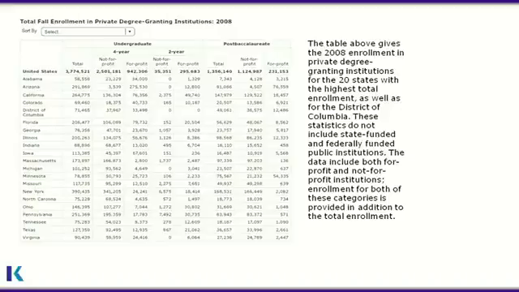Your first step should be to read the text accompanying the table so that you understand what all the data mean. Here, the table shows the private school enrollment numbers for various states, as well as for District of Columbia in 2008. It also tells you that the table distinguishes between for-profit and not-for-profit institutions.